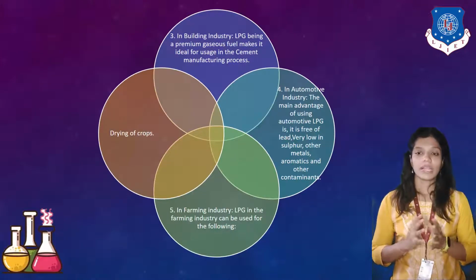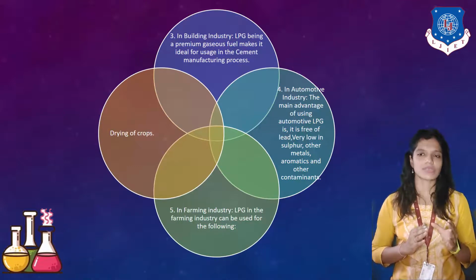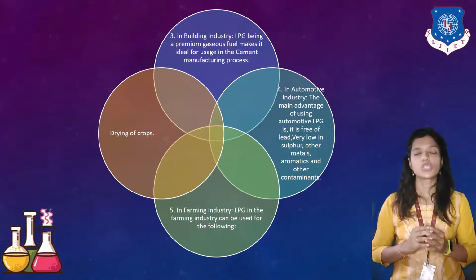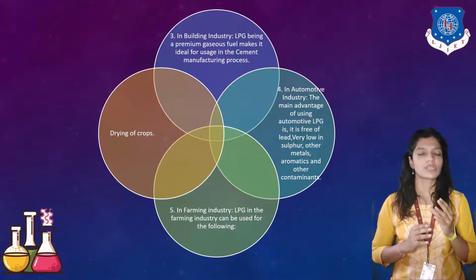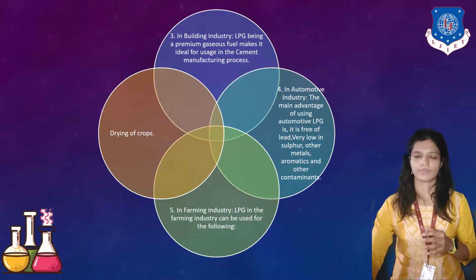It is widely used in the building industry, where it is a premium gaseous fuel which makes it ideal for use in cement manufacturing processes. Then it is used in the automotive industry because it is advantageous, being very low in sulfur, aromatics and other contaminants. Right? It is used for drying of crops in the farming industry also.